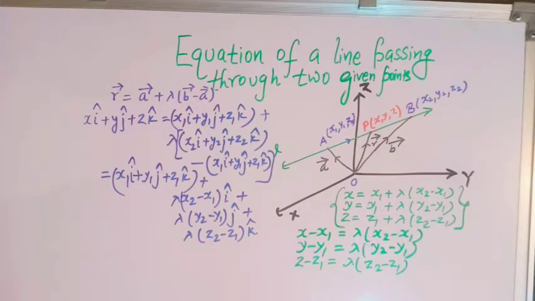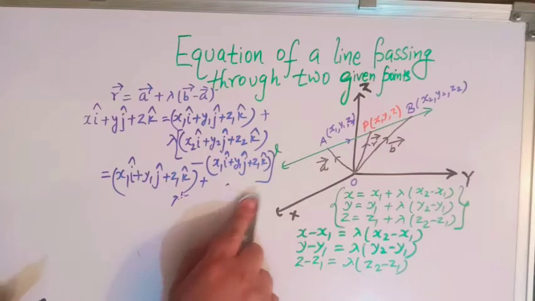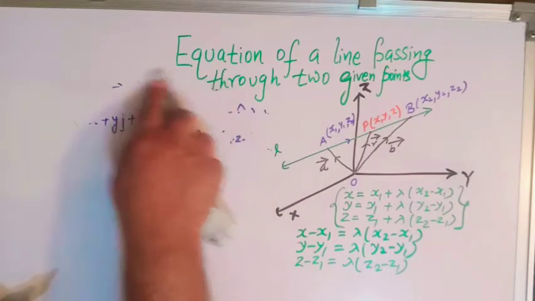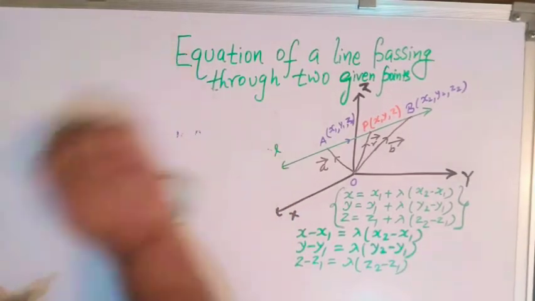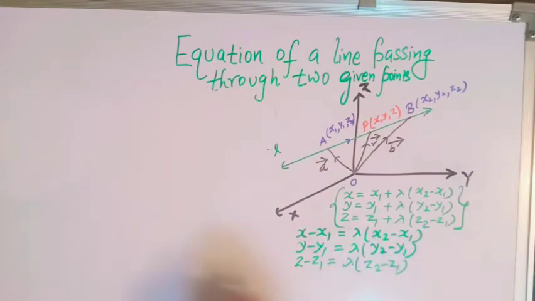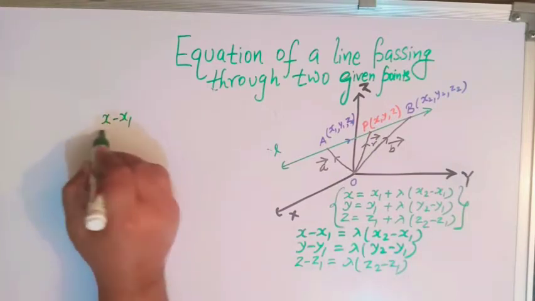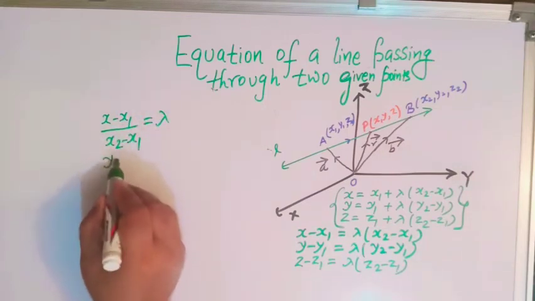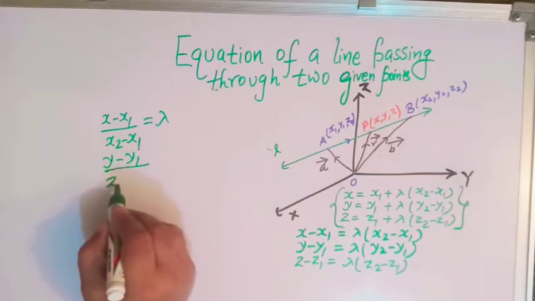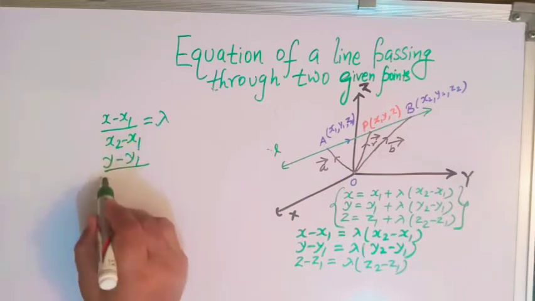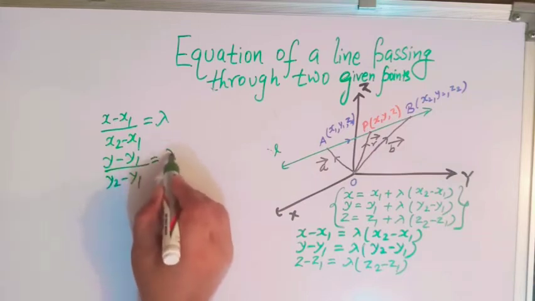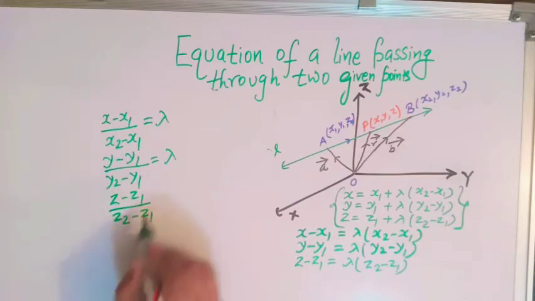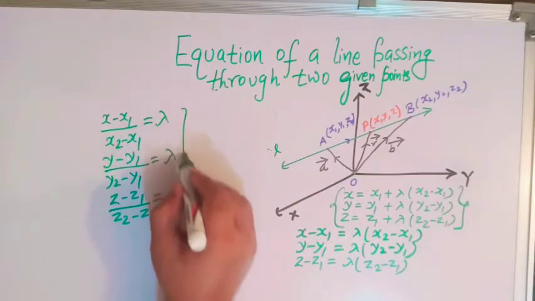Now viewers, again if we write these three equations in the form, x minus x1 divided by x2 minus x1 equal to lambda, y minus y1 over y2 minus y1 equal to lambda, and then we have z minus z1 divided by z2 minus z1 equal to lambda, right?